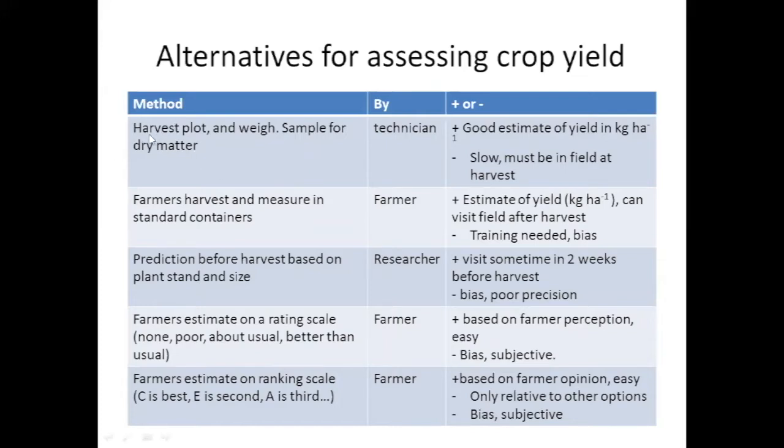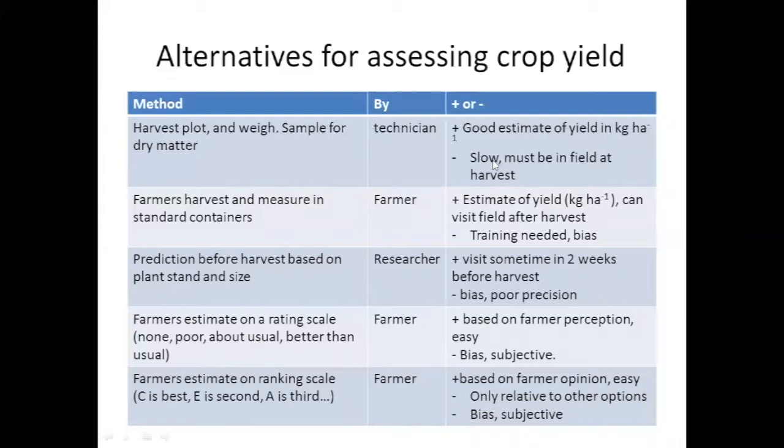The standard way we measure crop yield in an experiment is we harvest the plot and we weigh it, and we maybe take samples for doing dry matter determination. And that needs to be done by a technician. And obviously it has some advantages. For example, it gives you a good estimate of yield in kilograms per hectare.